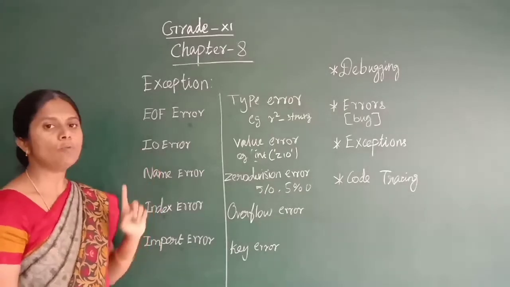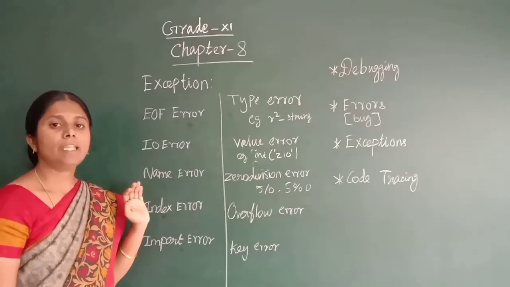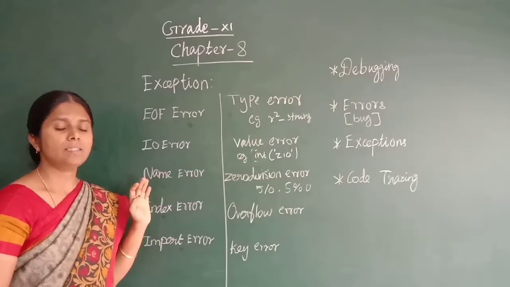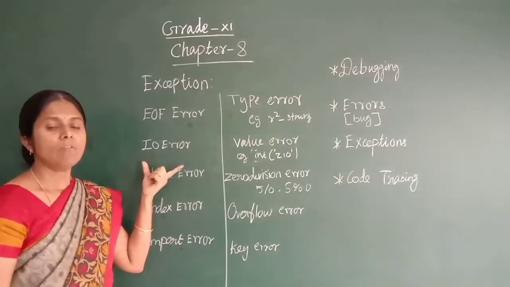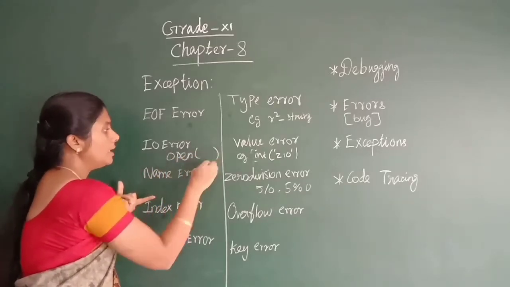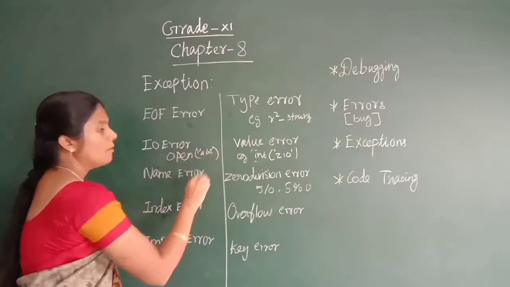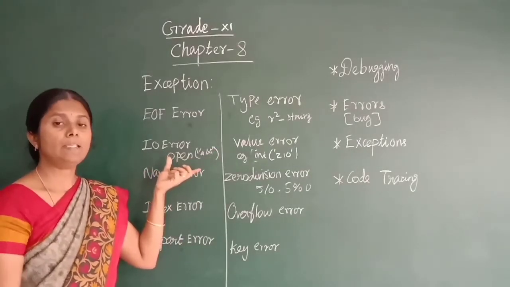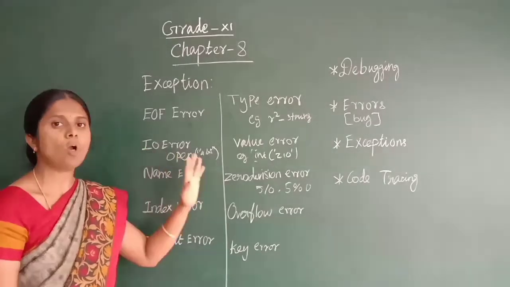The next one is IOError. This error will be raised when you use the open function to open a file like a.txt, but the file is not present on the disk. We will study that in the file handling chapter. In that case it will display the IOError message.